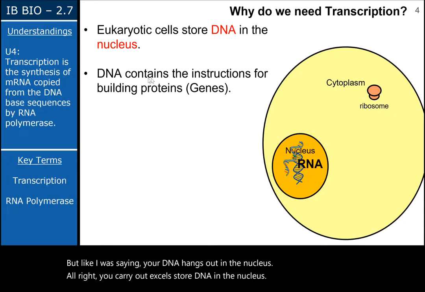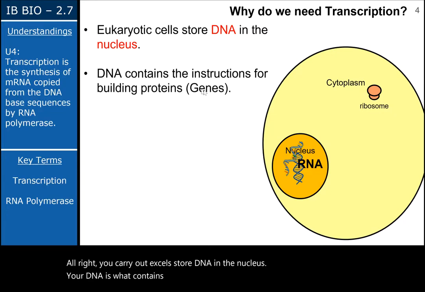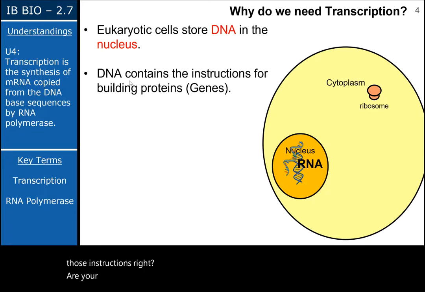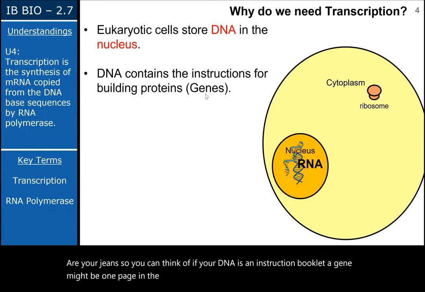Your DNA is what contains the instructions on how to build those proteins, and those instructions, right, are your genes. So you can think of, if your DNA is an instruction booklet, a gene might be one page in the book or one paragraph in the book that tells you how to build a specific thing.